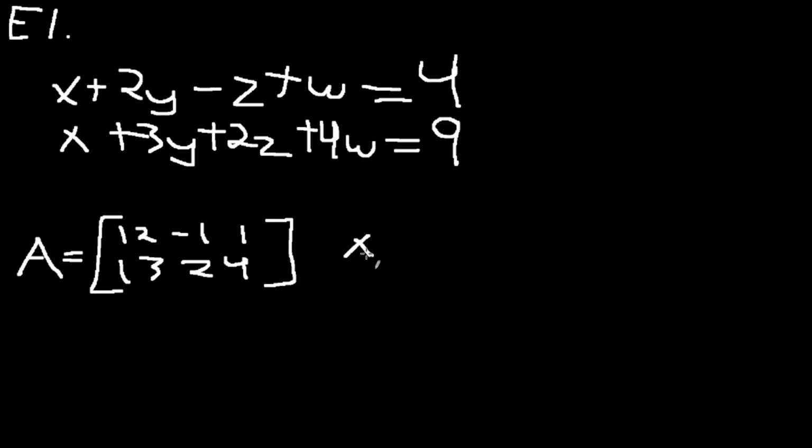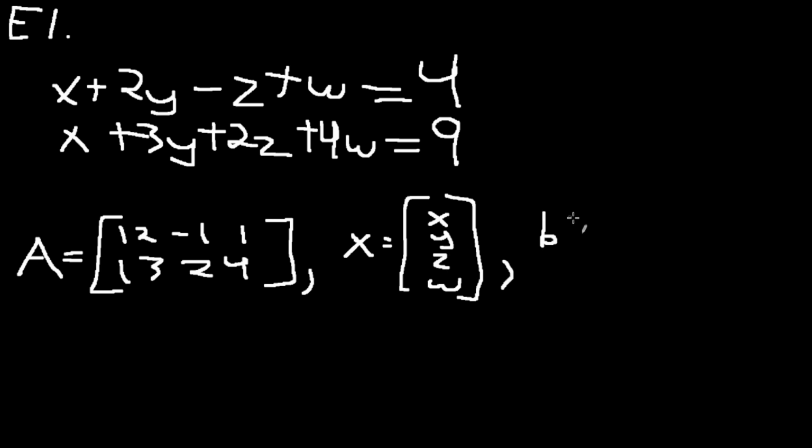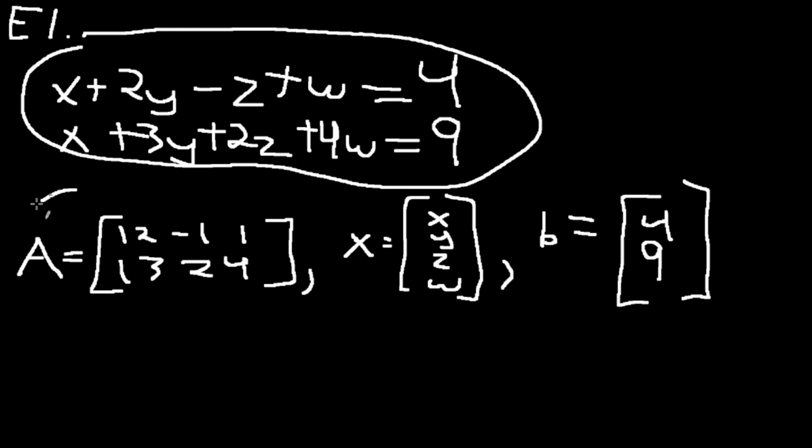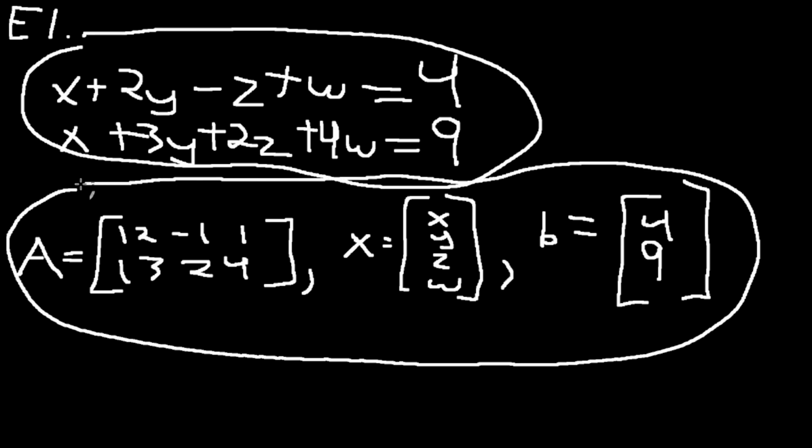So we will put a comma here. We'll call just the X what it is, X, Y, Z, W. And then we have the solution, which we're going to call B, and it is going to be these numbers, 4 and 9. And there we go. We have successfully turned this linear system of equations into matrix form, and that would be the answer if you were just asked to convert it to matrix form.